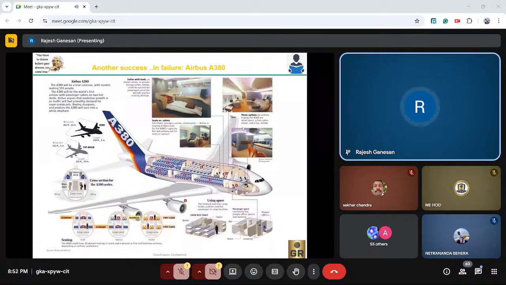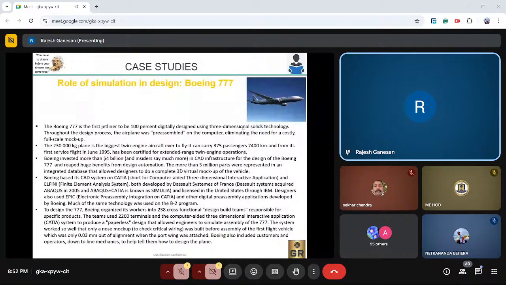Once everything is done, this is the success story for Boeing. Everything is fine, it got a very good result and there are no issues, so they are repeatedly doing this flight for the customer benefits.